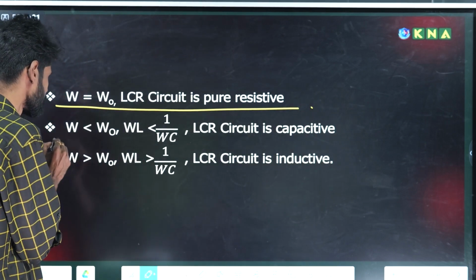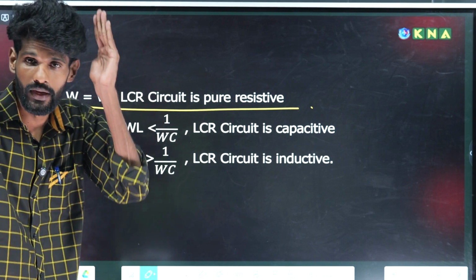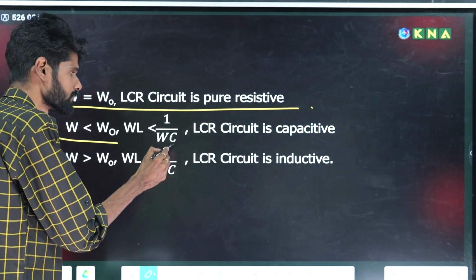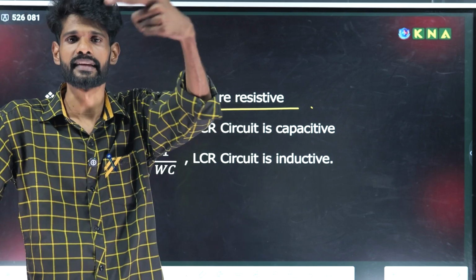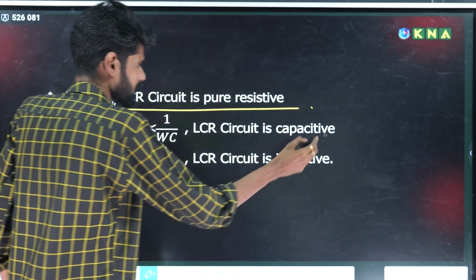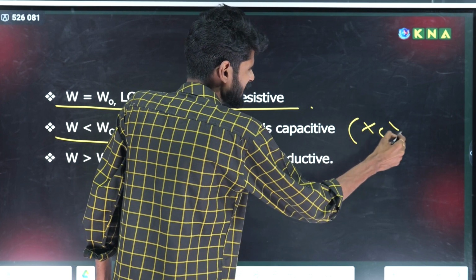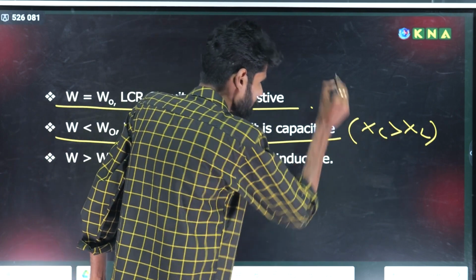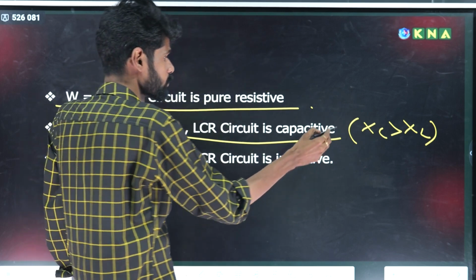Omega less than omega naught means below the resonant frequency. When frequency decreases, we know the capacitive reactance XC increases. Here when frequency decreases, XC is greater than XL, that means the LCR circuit is a capacitive dominated circuit.